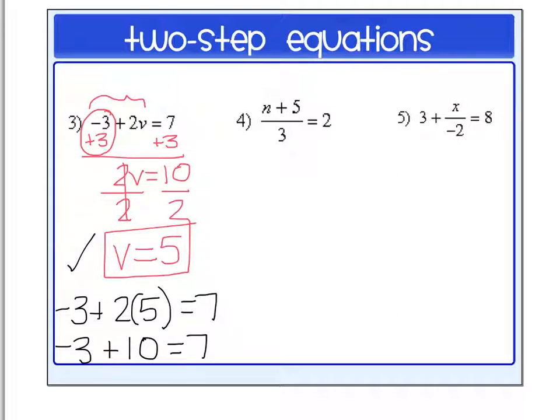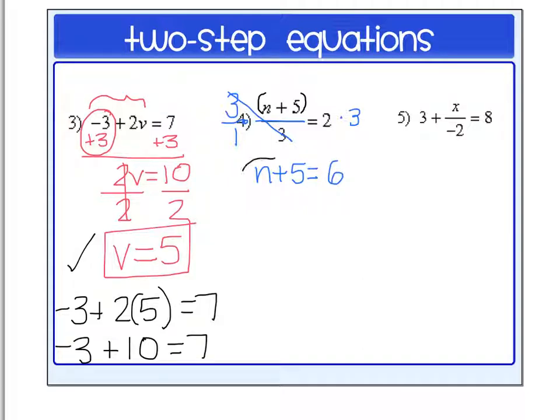Now on problem 4, it is assumed that the n plus 5 is grouped together in parentheses. So in order to undo things in the reverse order, the first thing we have to get rid of is this dividing by 3. To undo dividing by 3, you're going to multiply both sides by 3. Well, these 3's, this is like 3 over 1, so these 3's are going to cancel off, and we are going to be left with n plus 5. On the other side, 2 times 3 gives us 6, so this is what we are left with.